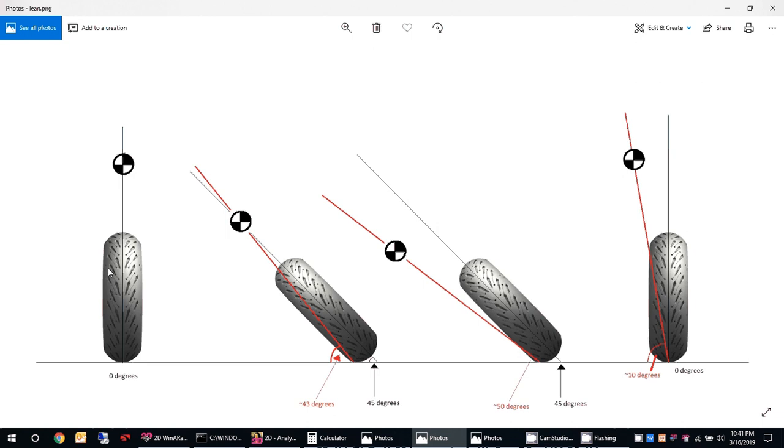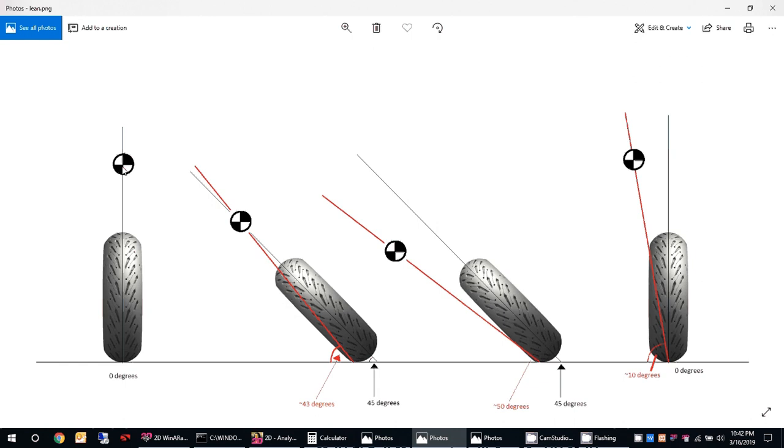Okay, on the first picture here, we'll call them 1 through 4, where number 1 is the one on the left side, number 4 is the one on the right side. On the one on the left side, we have a tire here. Imagine it with a bike at 0 degree lean angle, so it's not leaning at all. It's going to go straight forever and ever. And this symbol here represents a center of gravity, okay?